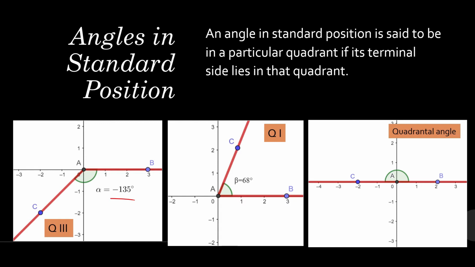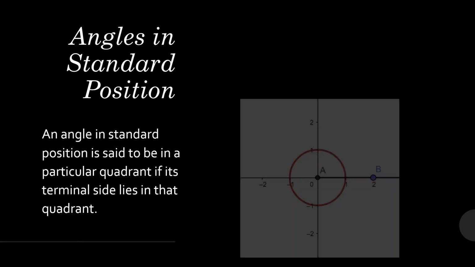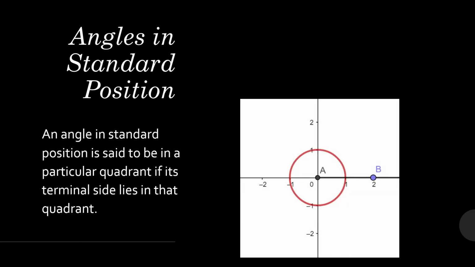This one is produced by a rotation that is equivalent to 180 degrees. So this one is 180 degrees. And it is neither in the second nor in the third quadrant. We also call this a quadrantal angle.